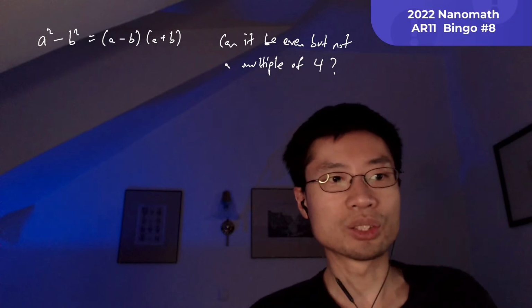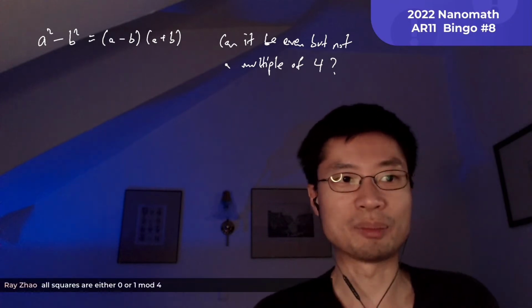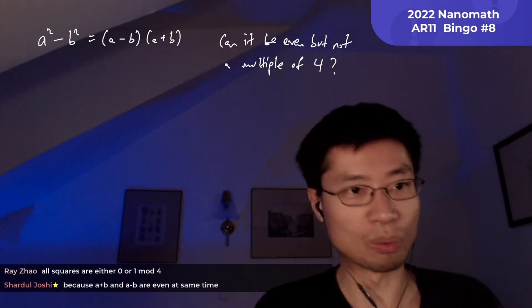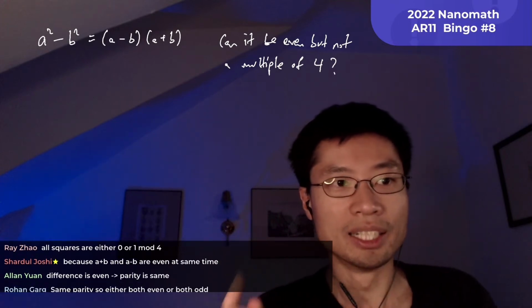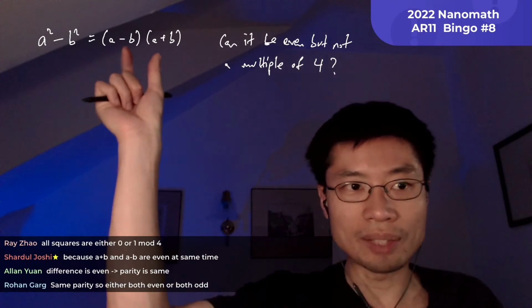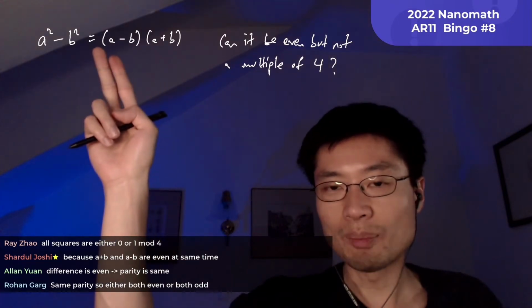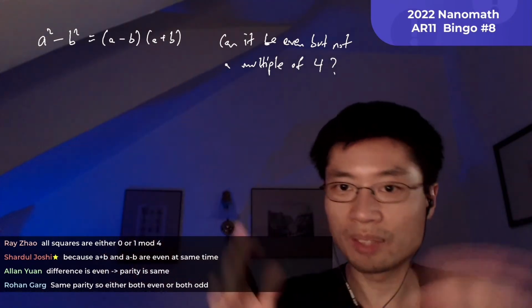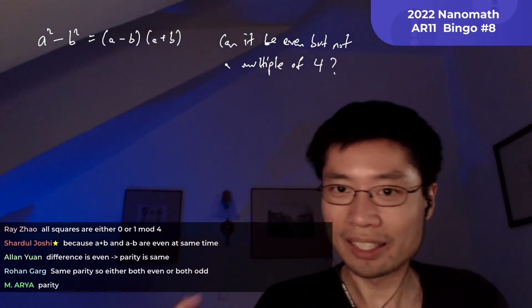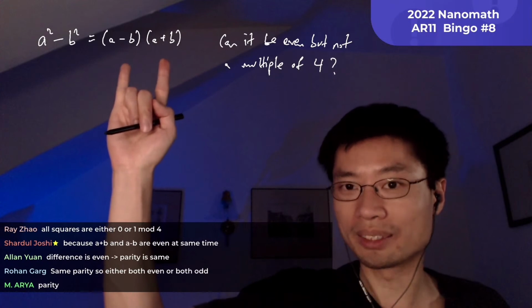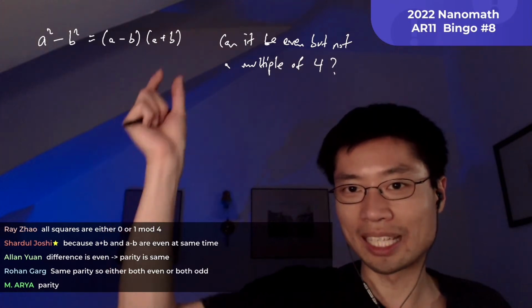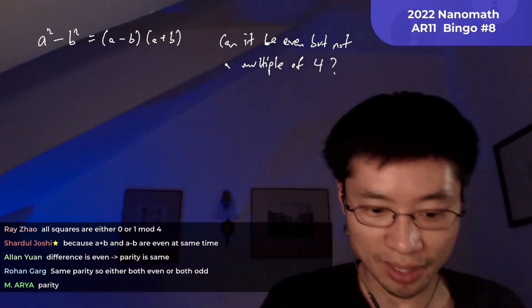Oh, interesting. So, okay, there's a couple of different solutions that have come in. Ray has said that all squares are either 0 or 1 mod 4. That's one way. But I was actually going to say the same thing as Shardul and Alan. These two have the same parity. It's that a minus b and a plus b are either both even or both odd at the same time. And actually, the reason is because the difference between these two numbers is exactly 2b. Does that make sense? This number to that number is plus 2b. It's plus an even number.